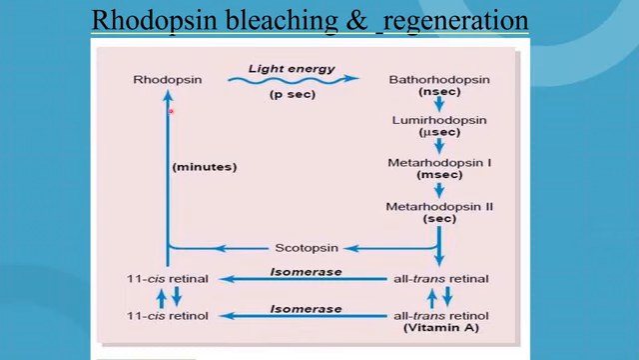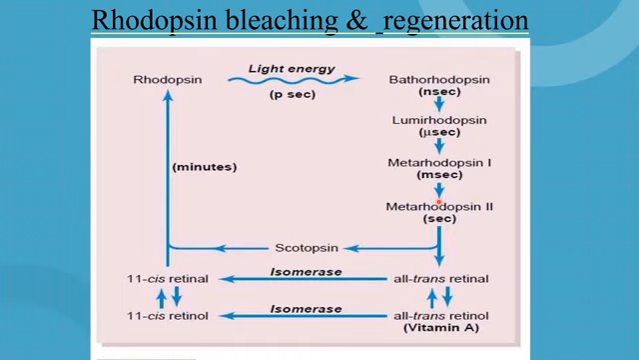So when light energy strikes the rhodopsin, it will be transformed to all-trans retinol, and this all-trans retinol, which is more stable form, will be converted to meta-rhodopsin 2. Finally, meta-rhodopsin by a series of changes, that is batho-rhodopsin, lumirhodopsin, meta-rhodopsin 1, and then finally meta-rhodopsin 2. This meta-rhodopsin 2 in turn activates the G protein, and finally the process of phototransduction or chemical reactions will take place.